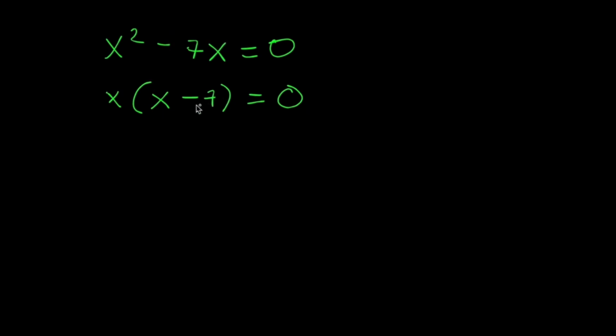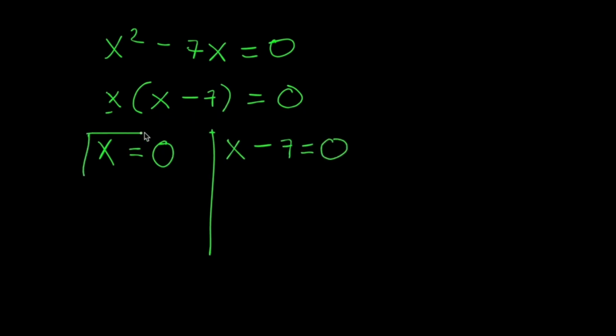Time for our rule, the zero product property. It says if something times something equals 0, then one of them must be 0. So it's basically just splitting them up. So we have x, okay? We have x that is equal to 0. And then x minus 7, this part, that is also equal to 0.